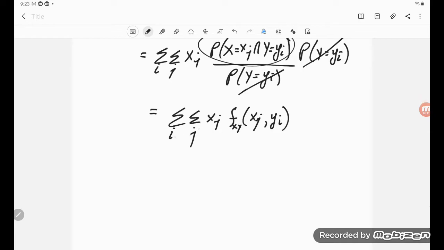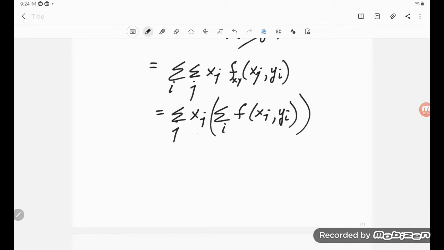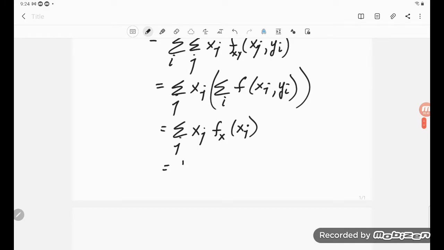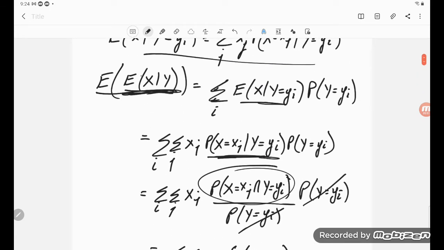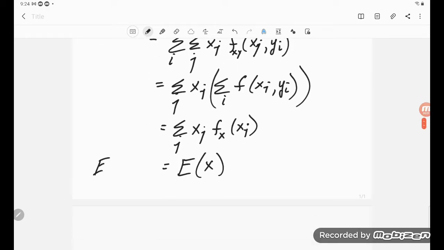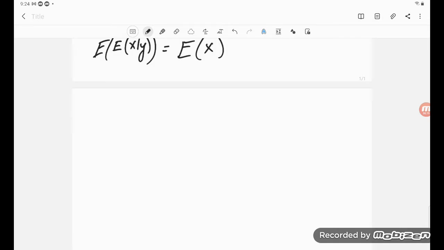Now if we interchange the sums, we have the sum over j of xj and then the sum over the i's of f of xj, yi. If we sum that over the y's, that's just f sub x. So that's the sum of xj times f sub x of xj, and that is just the expected value of x. So the expected value of the expected value of x given y is just the expected value of x. It's interesting. Now, how is that used? Well, we'll do example 4.8.